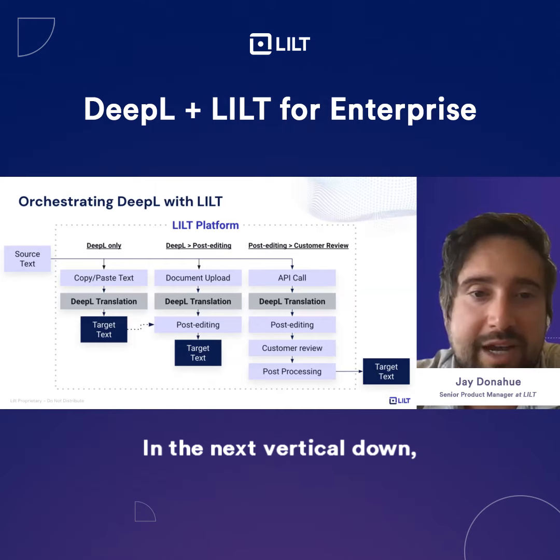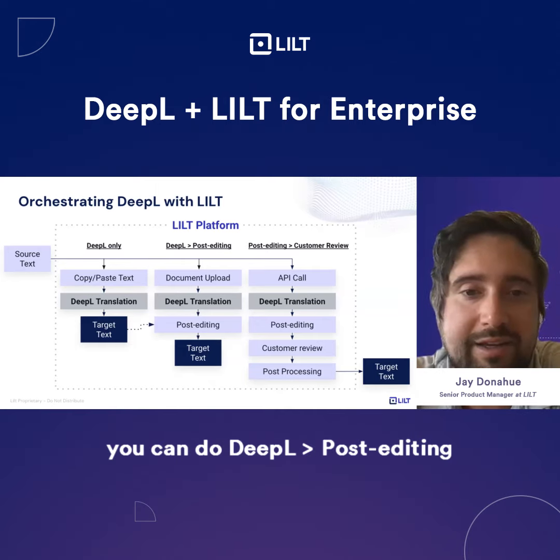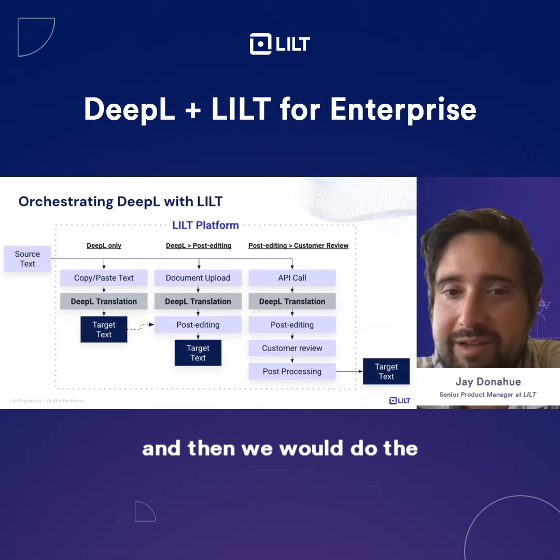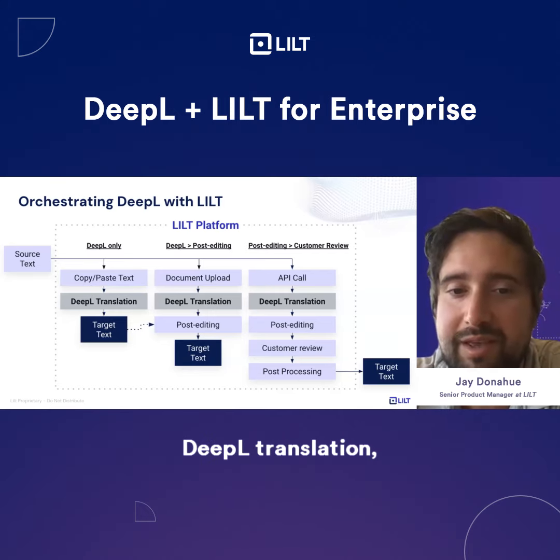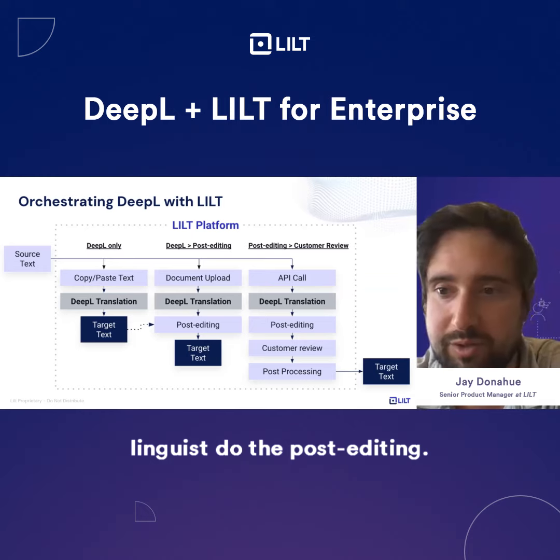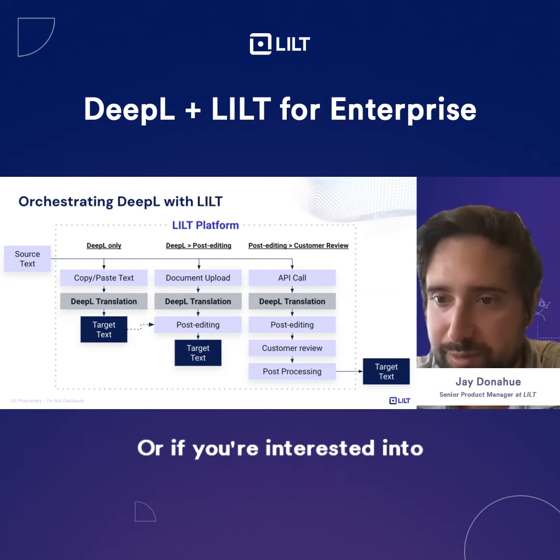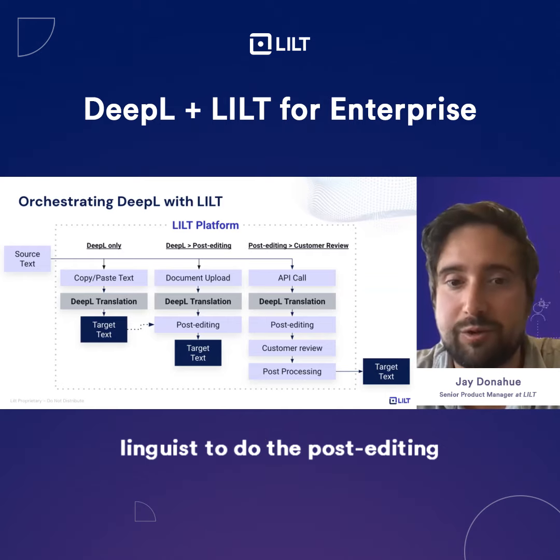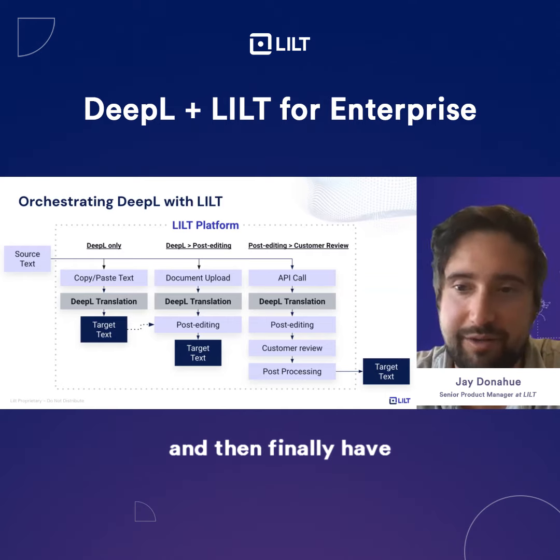In the next vertical down, you can do DeepL post editing, and that would enable you to input source text. We would upload the document, and then we would do the DeepL translation, and then we would have our linguist do the post editing. Or if you're interested in a platform sales contract, you can use Lilt with your own linguist to do the post editing of DeepL. And then finally, you have output target text.